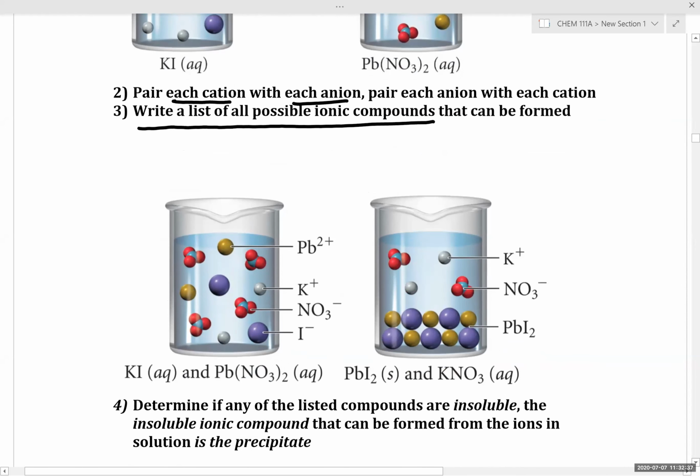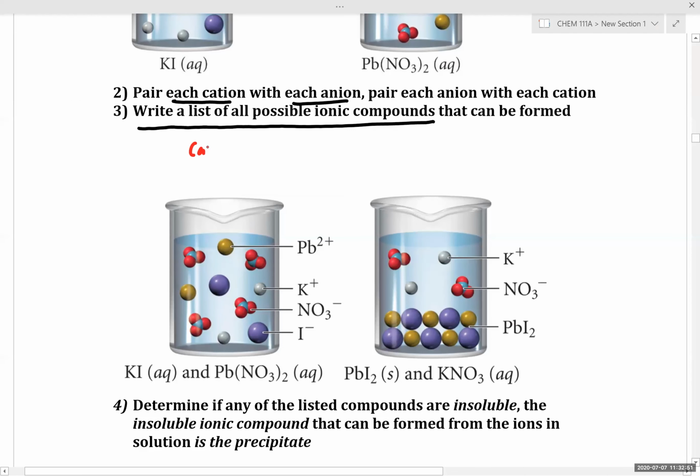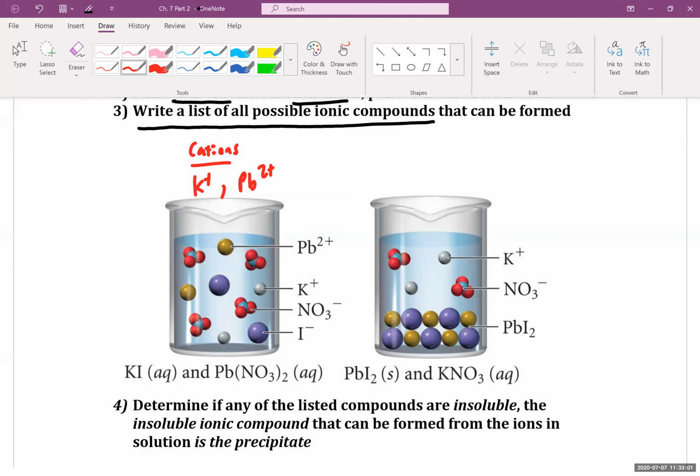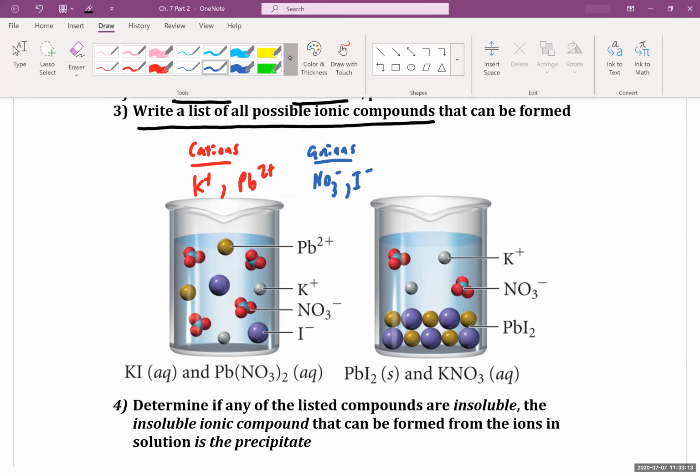Okay. So looking at the following pool of ions, I like to make a little list. So in terms of my cations, I have potassium plus and lead 2 plus. In terms of my anions, I have nitrate and iodide. So then what I'm going to do is I'm going to create a list of possible compounds.